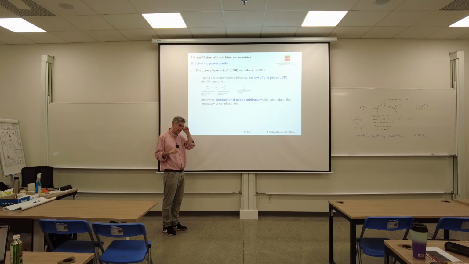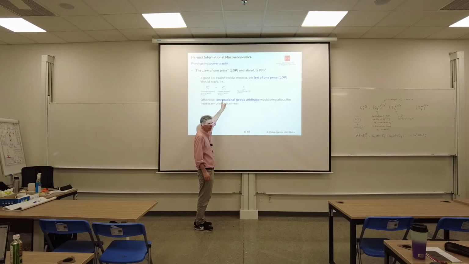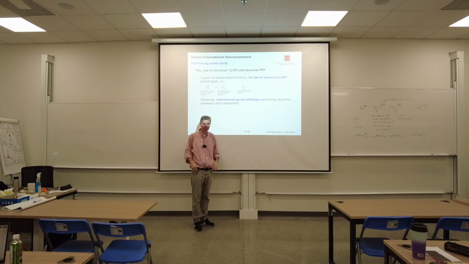then, and if there's no limits, then the price of that good in domestic currency should be equal to the price in the foreign currency times the nominal exchange rate. So if translated into the same currency, there shouldn't be international price differences. Okay, that's the law of one price.